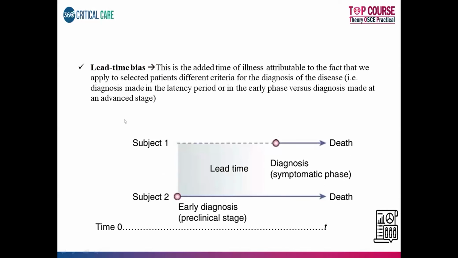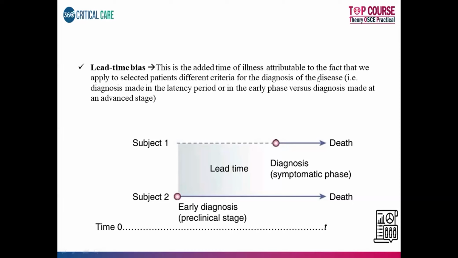Now coming to lead time bias. What is lead time bias? This is nothing but the added time of illness which is attributable to the fact that we apply different criteria for the diagnosis of the disease to selected patients. An example would be HIV: you have two patients. One patient is in his latent period, whereas the other patient has full-blown HIV. When you test the patient in the latent period, you know that the test would be negative.